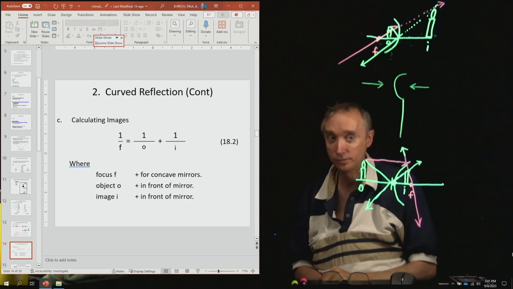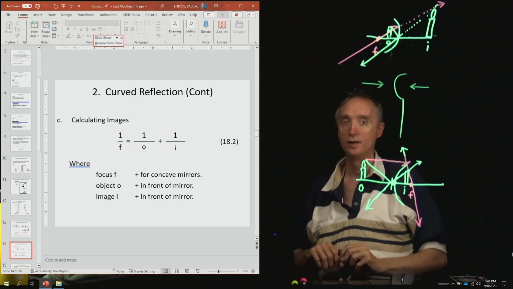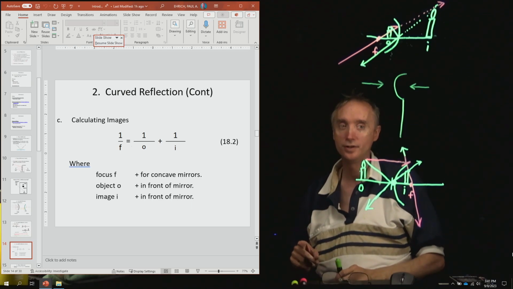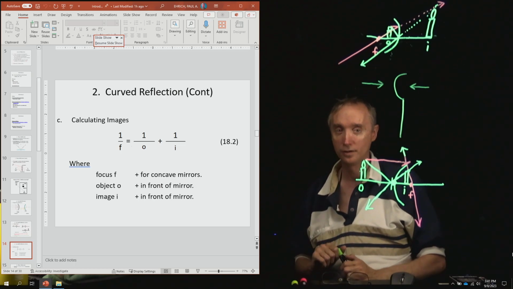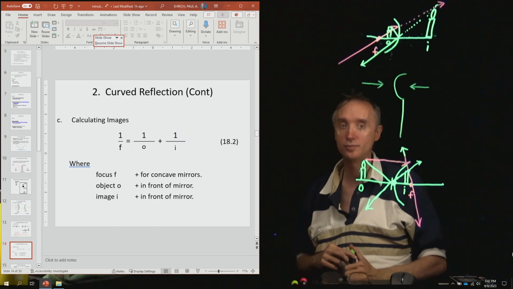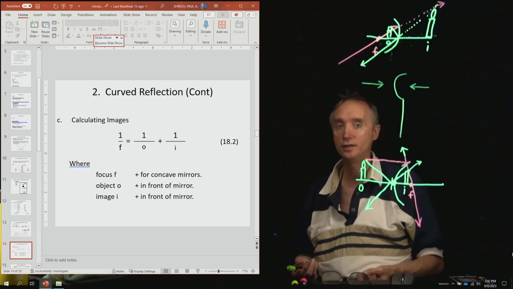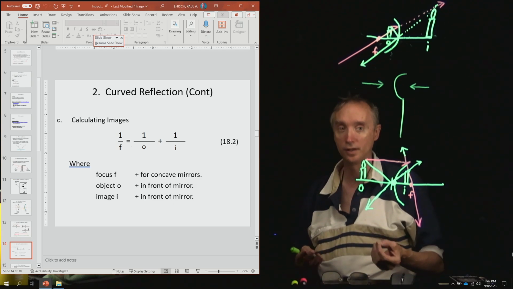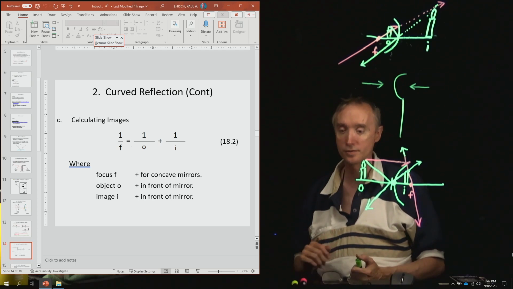You're not going to do it. So if you're one of my students, don't worry about the formula. The reason why I show it to you is we use the same formula for lenses. And I would expect you to be able to calculate the location of an image in a converging lens. And I will show you how to do that in a few moments.